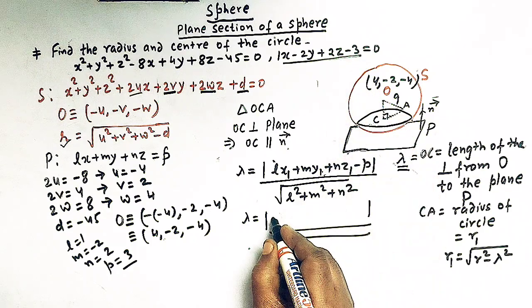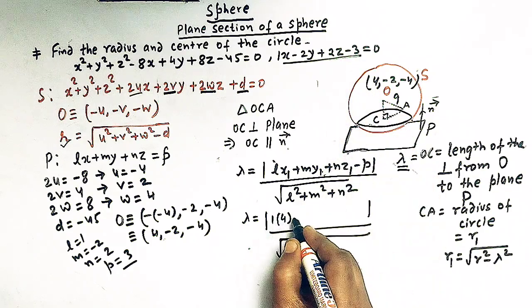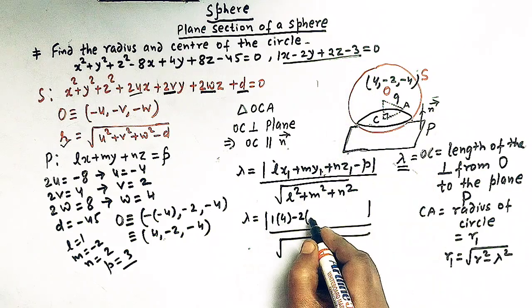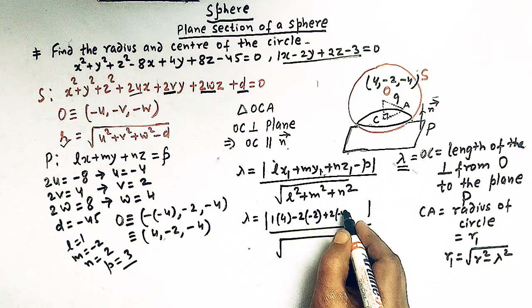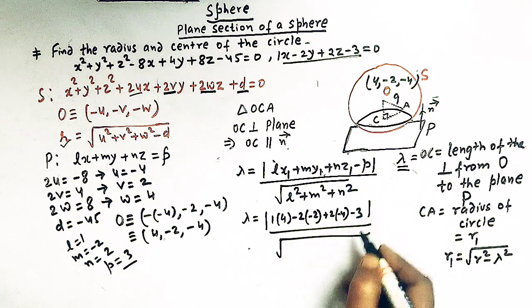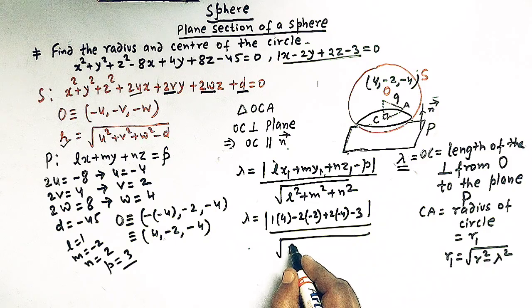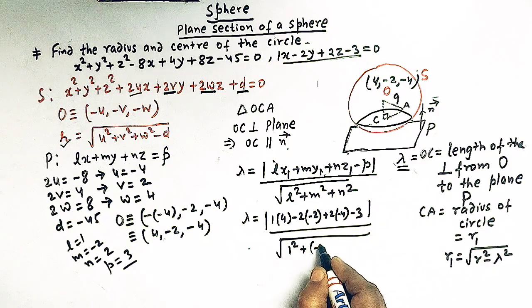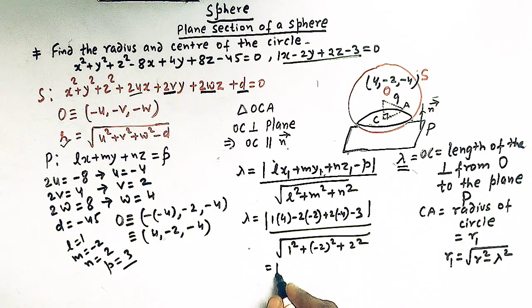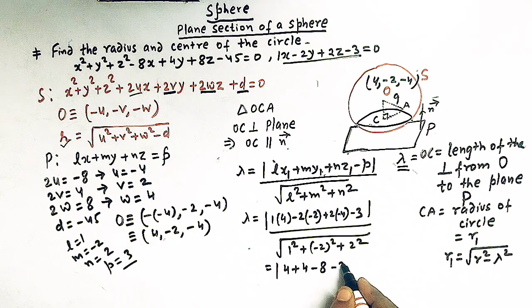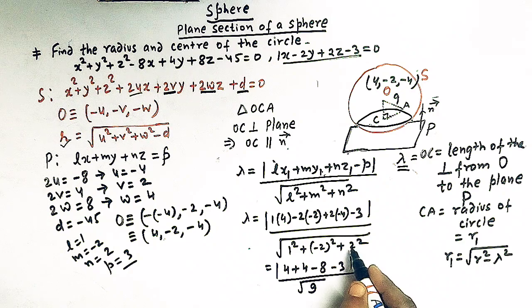So we have 1 times 4, then minus 2 times minus 2, then 2 times minus 4, and here we have minus 3, and in the denominator, square root of 1 square plus minus 2 square plus 2 square. So let us simplify it. This is 4 plus 4, then minus 8, then minus 3, and here we have square root of 9.